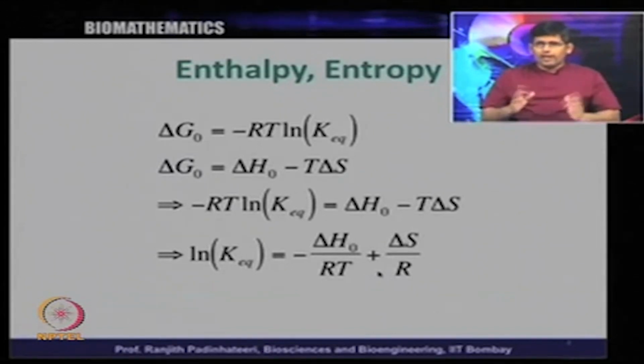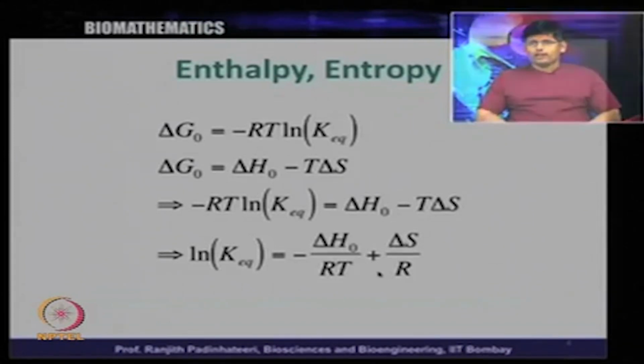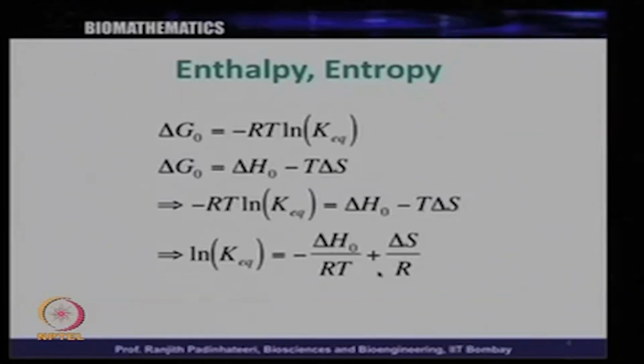Now, for a chemical reaction, typically the chemical reaction happens at a fixed temperature. In biology, it is like 310 Kelvin or 37 degrees Celsius, so the temperature is a constant.